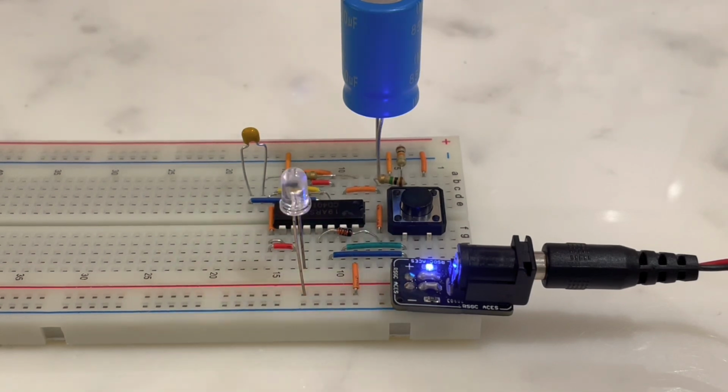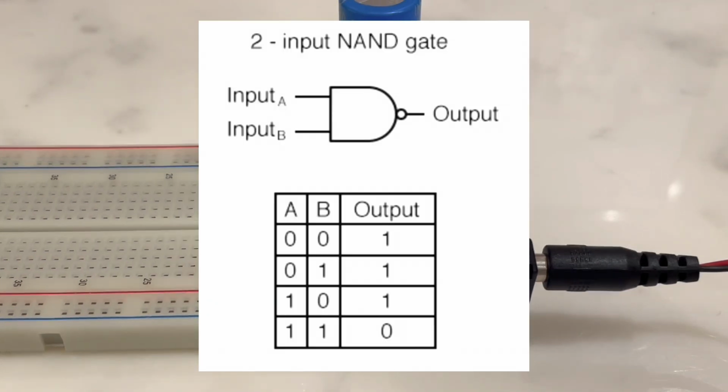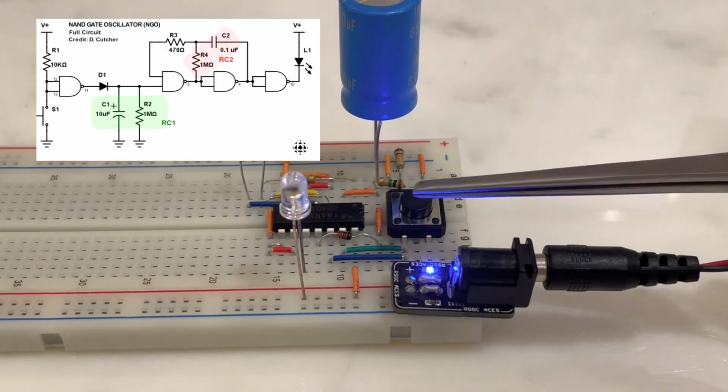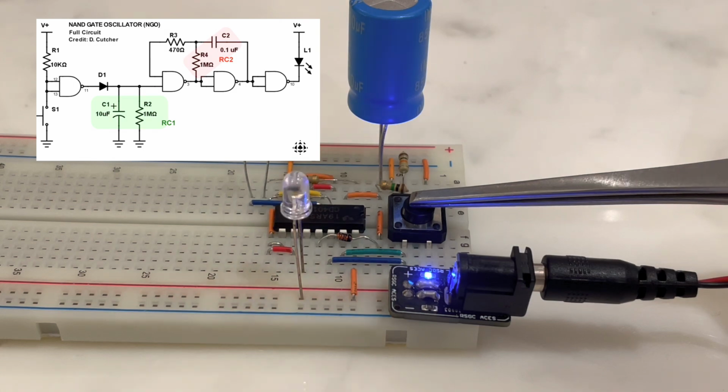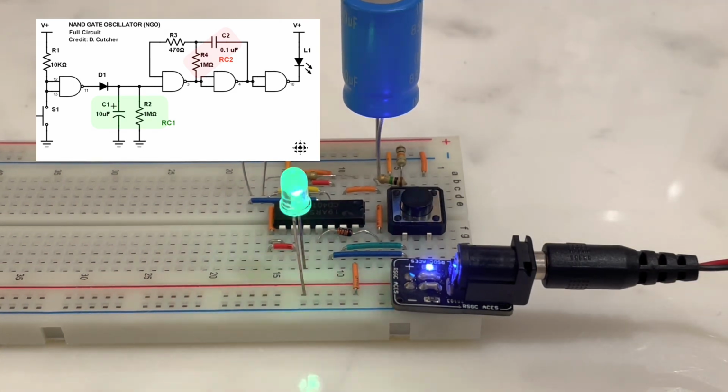Here's a truth table for the NAND logic gate. There's not a lot going on in the circuit as there are 4 NAND logic gates. Each of these 4 NAND logic gates plays a huge role in the circuit, but RC1 and RC2 play the main role. RC1 in the circuit affects the duration of the LEDs.